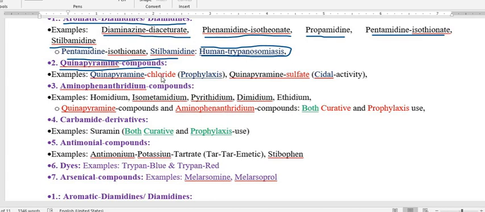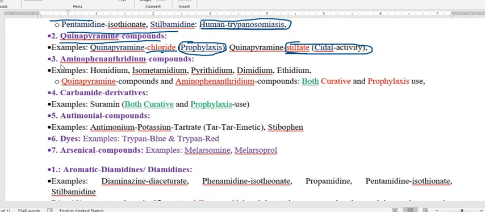The second group is quinapyramine. Quinapyramine comes on the market as two salts, quinapyramine chloride and quinapyramine sulfate. The chloride is used particularly for prophylaxis against trypanosoma, whereas the sulfate is specifically used for the therapeutic purpose. So this is about the quinapyramine compounds.